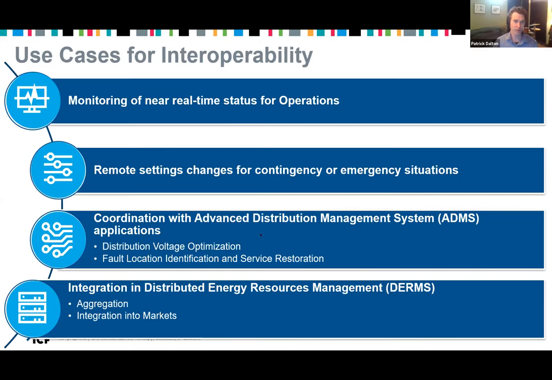So then getting into use cases for interoperability. Why would we want to have this capability? Monitoring of real-time status, sometimes being called situational awareness, is really important as the power flows get more complex. So we could have overloads or high voltage in areas that we didn't expect before. So having visibility into that. Being able to remotely modify settings. So we talked about modifying a power output from a DERMS system that could be done through the interoperability interface, or incorporating into advanced distribution management, voltage optimization or fault location or other types of use cases.